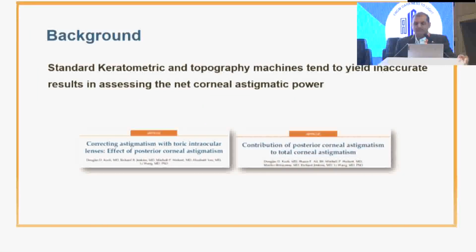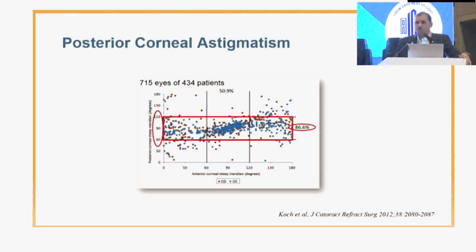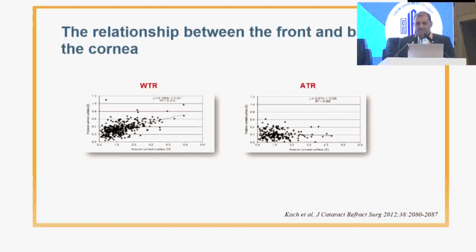Dr. Douglas Koch came with an article in 2012 showing that the standard keratometric and topographic machines are not giving the accurate net corneal astigmatism power. He found there is a strong correlation between the front cornea and the back cornea. The posterior corneal astigmatism always has some correlation with the anterior cornea, and that correlation also depends upon with-the-rule or against-the-rule astigmatism.